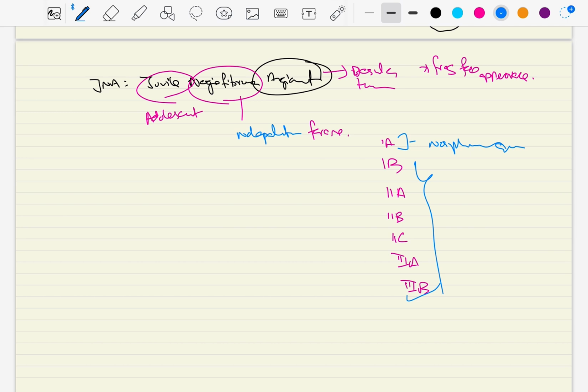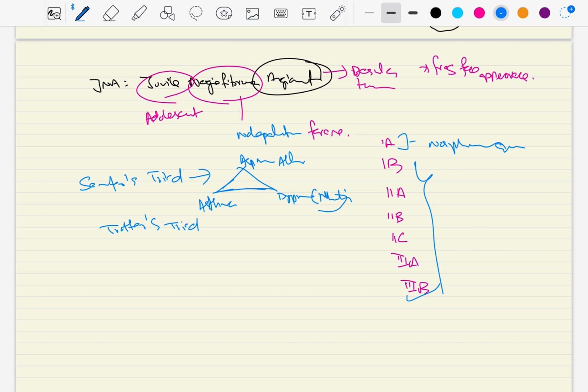Okay, then we need to know two important triads, that is Samter's triad and Trotter's triad. Samter's triad is for aspirin allergy, where there will be aspirin allergy, asthma, and then dyspnea or rhinitis. Okay, then there will be Trotter's triad also.